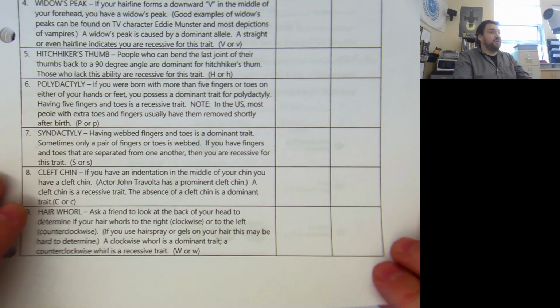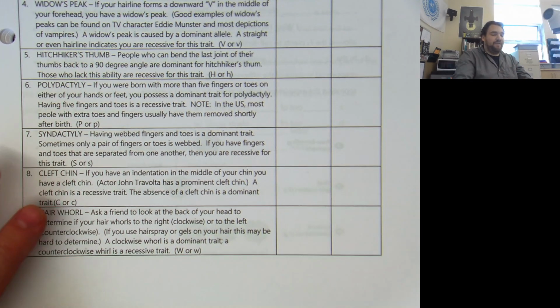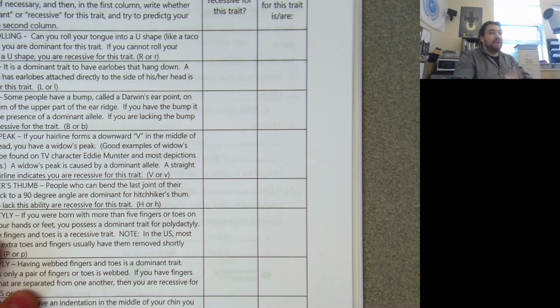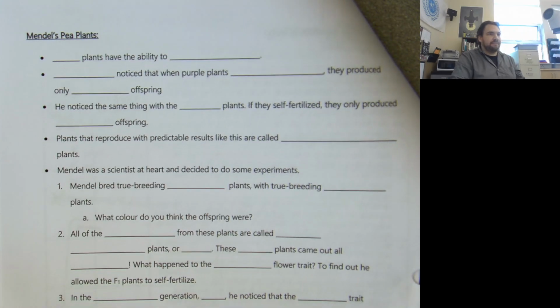So what we're going to do is look at the simplest version of the genetic experiments that have been done and move our way forward. We're going to come back and look at this column, but not right now. We're going to do some other stuff first. Flip the page, and we're going to talk about a dude named Gregor Mendel and his pea plants.